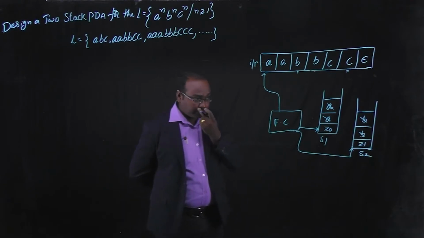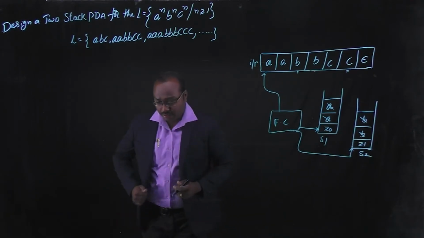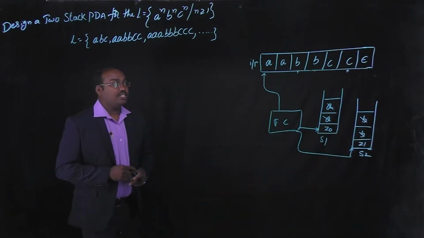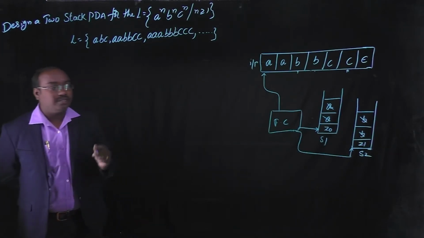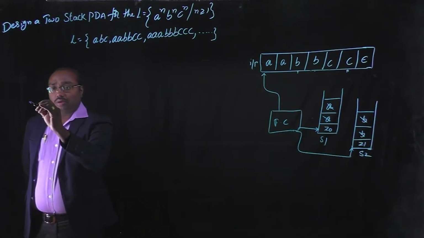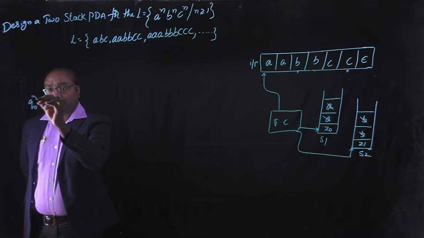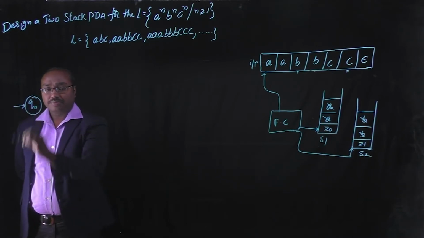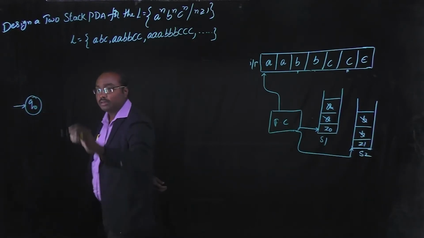Now, how to draw the transition diagram for this language. So now I am in state q naught. This is the initial state. Now I am in state q naught.